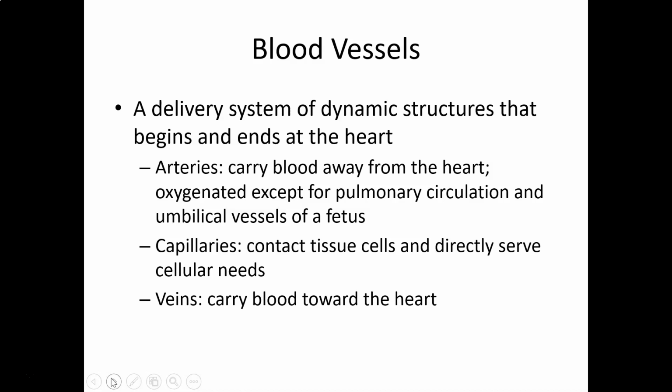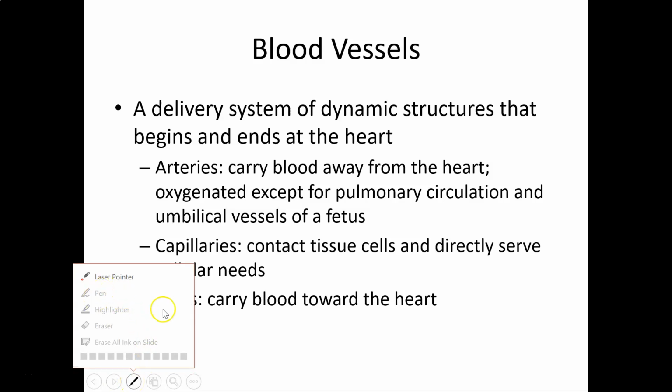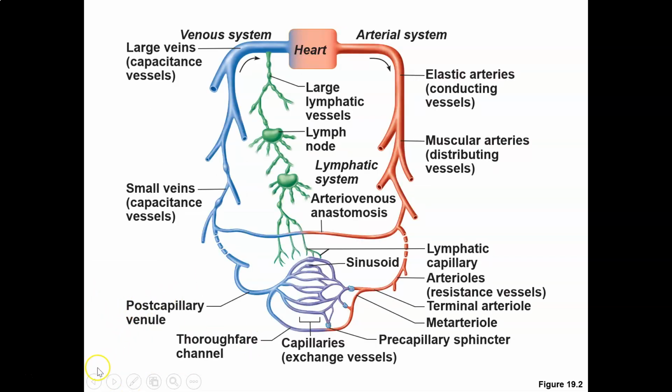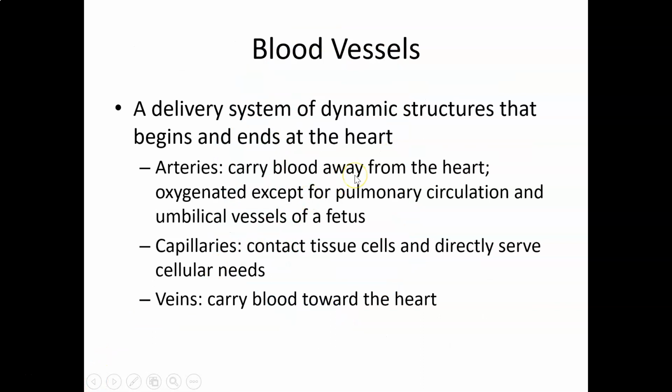Now, we've got the blood vessels. This is going to begin and end at the heart. It makes a continuous circuit. Here are the rules. Arteries always carry blood away from the heart. Typically, that is oxygenated or high oxygen blood. Not always, but usually. Pulmonary circulation, which we'll look at later, is a little different, and fetal circulation is its own situation.